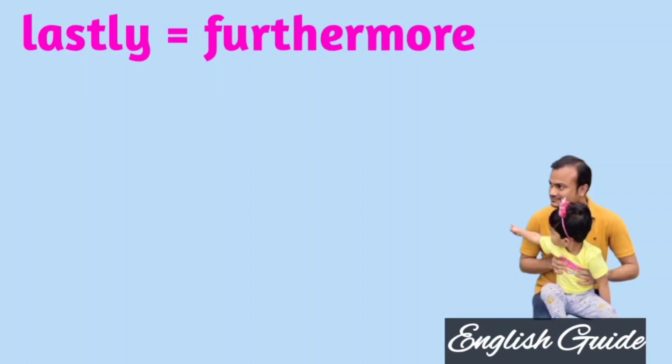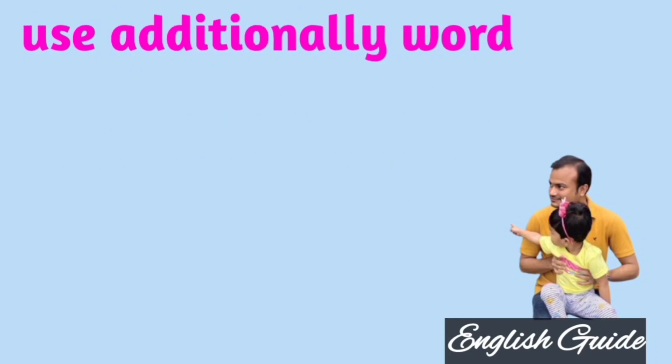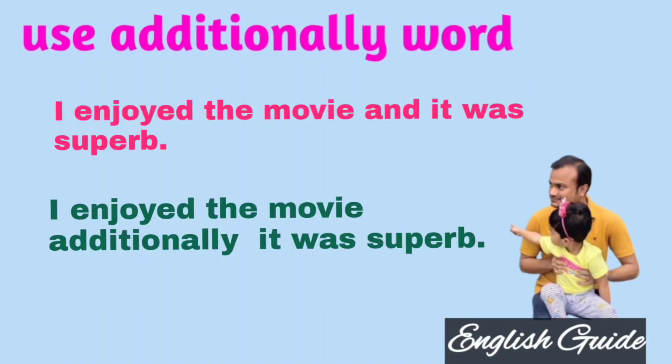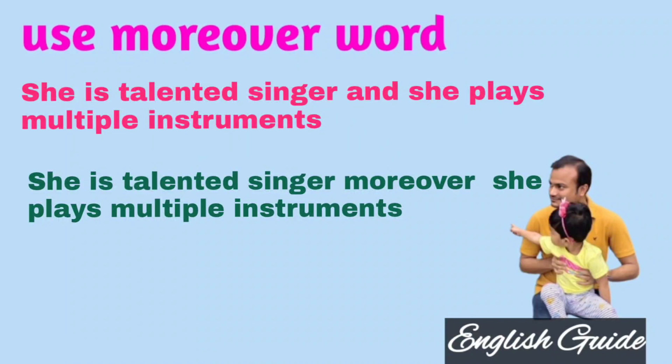Likewise, lastly, you can use "furthermore", like furthermore, both AI and machine learning are the future technologies. You can say lastly, but if you say furthermore, the impact is very good. Additionally, we will use "additionally" rather than saying "and" all the time, like I enjoyed the movie, additionally it was superb. Or we will use "moreover" also, like she is a talented singer, moreover she plays multiple instruments. So we will not use "and", we will use "moreover".